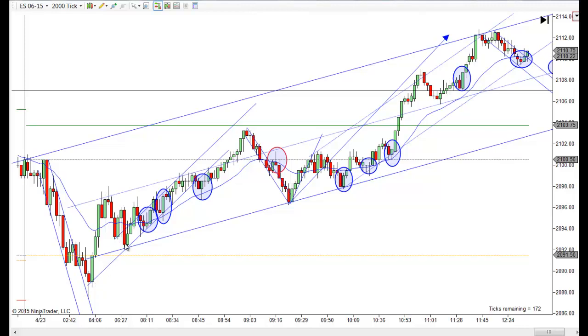Notice that you had a little two-legged pullback right here, but I didn't like that entry. It's not a very good signal bar or anything. It is a second entry. Notice the new high. You're pulling back. I get so many questions. People make this second entry so hard, and all a second entry is, is a second attempt to move back with a trend.